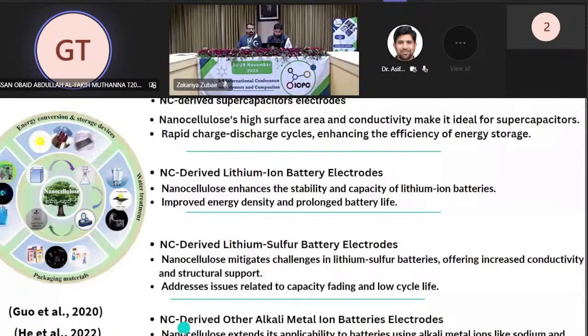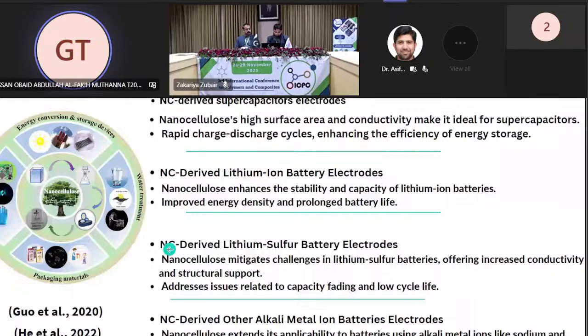So the first one, nanocellulose has high surface area, as mentioned in the previous slide, and conductivity makes it ideal for supercapacitors. And its ability to withstand the rapid charge and discharge cycle enhances the efficiency of the energy storage devices that the nanocellulose is integrated into. And for the nanocellulose lithium-ion battery electrodes, nanocellulose enhances the stability and capacity of lithium-ion batteries specifically, and it improves the energy density and prolongs the battery life.